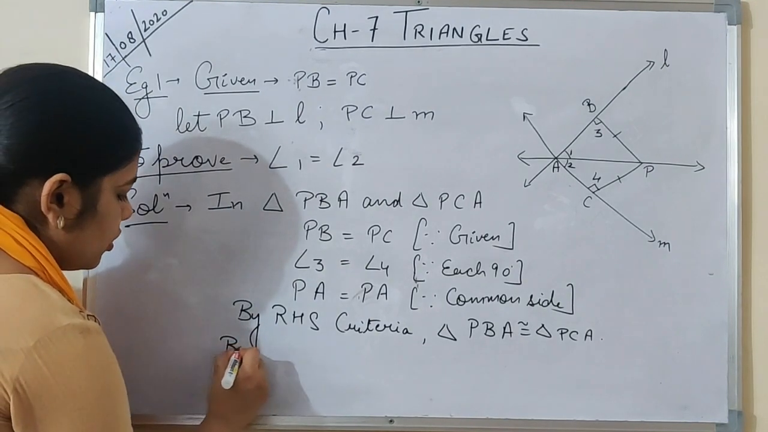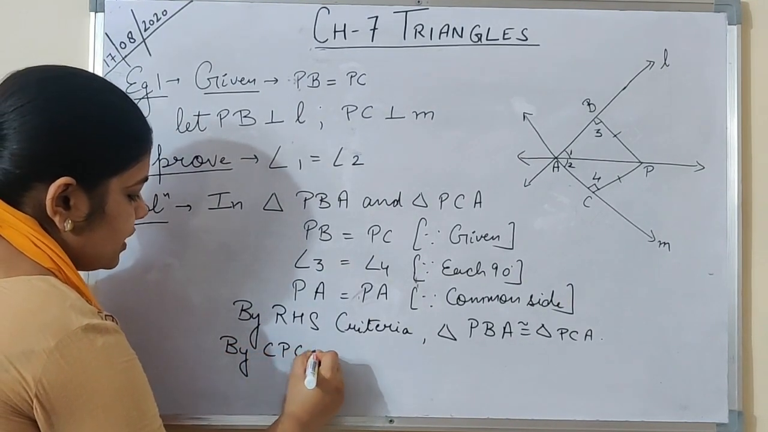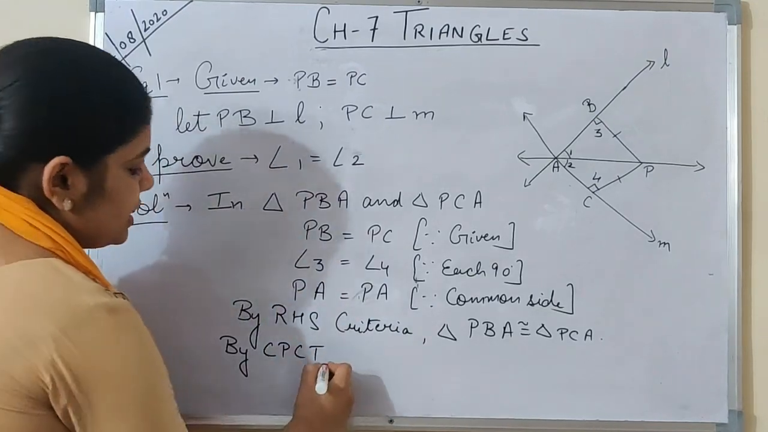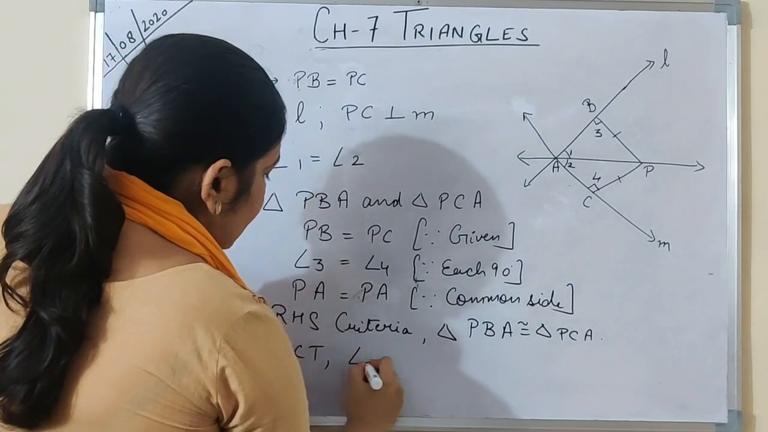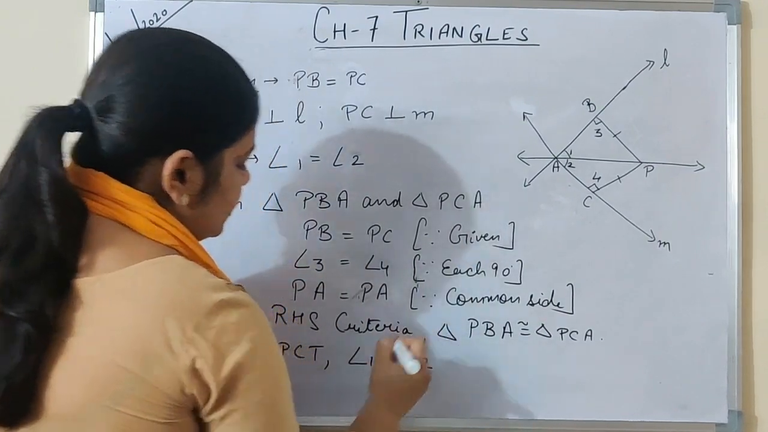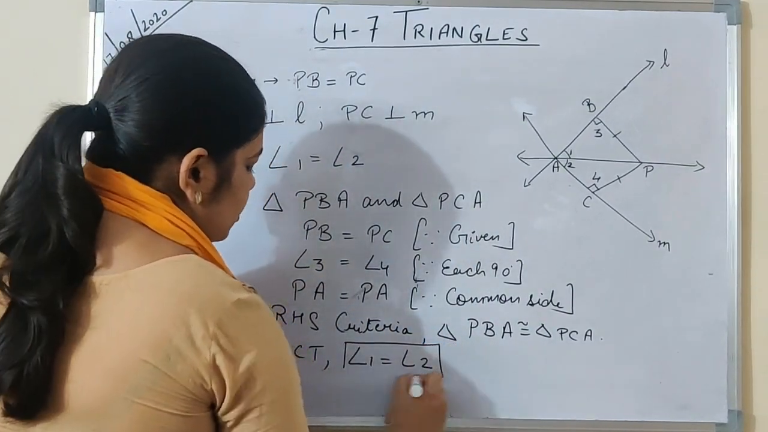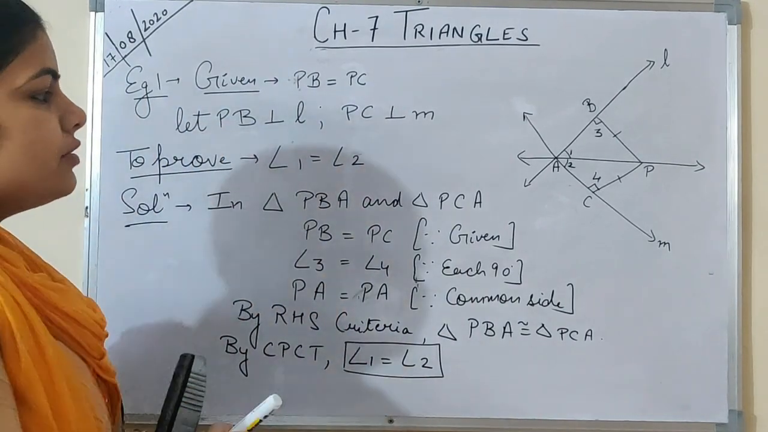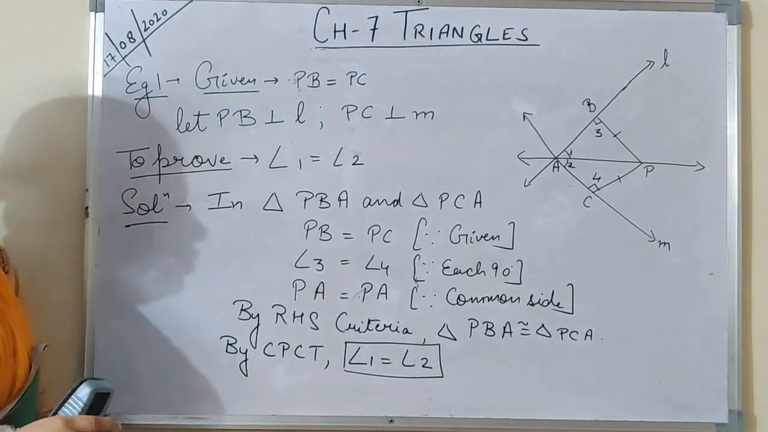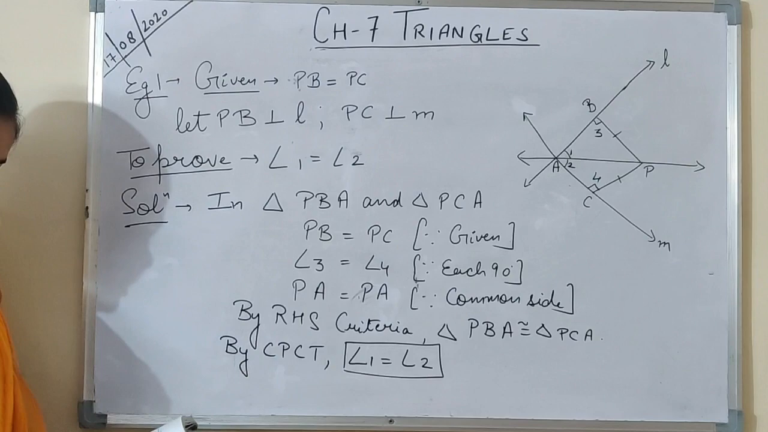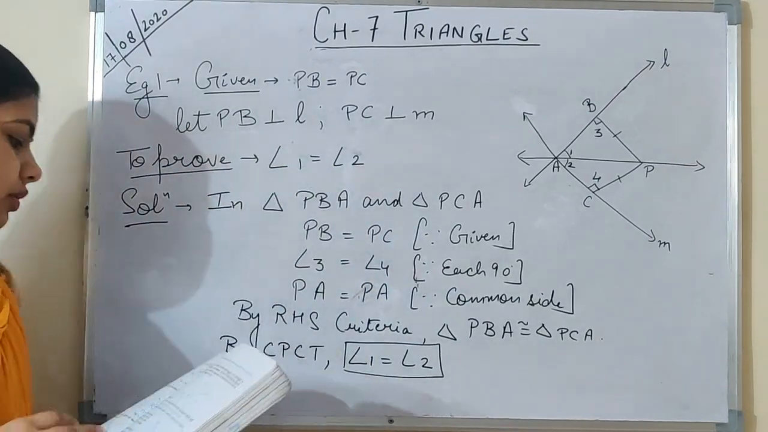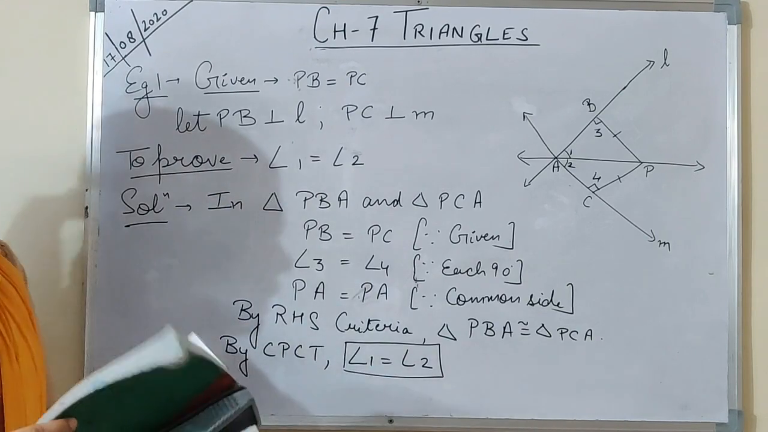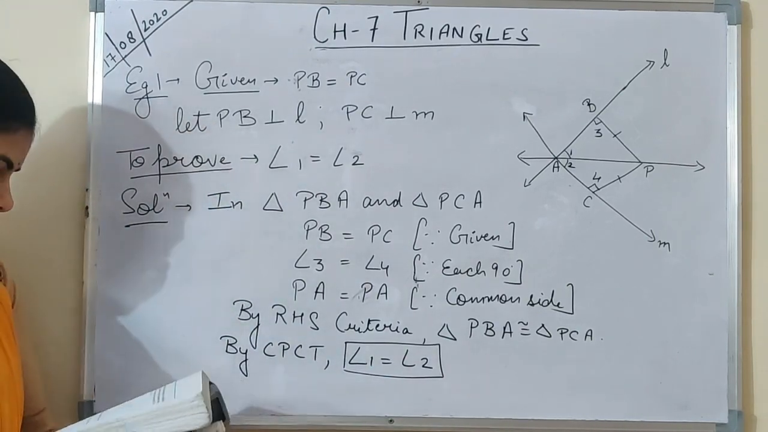Now after this we can write that by CPCT, angle 1 will be equal to angle 2. So this is what we needed to prove. I think in this example there is no doubt. You can write it side by side, students.